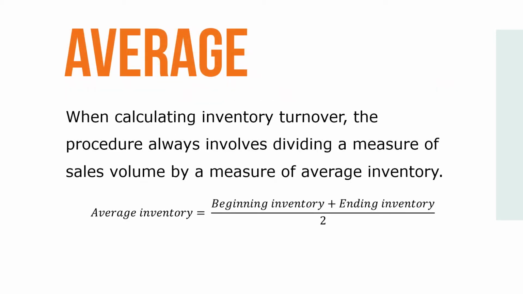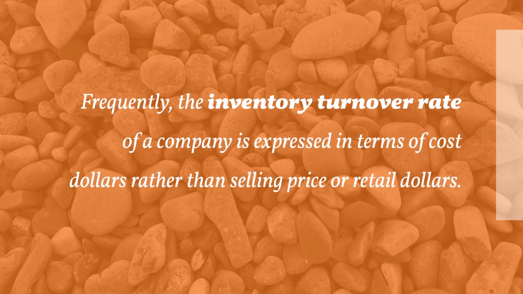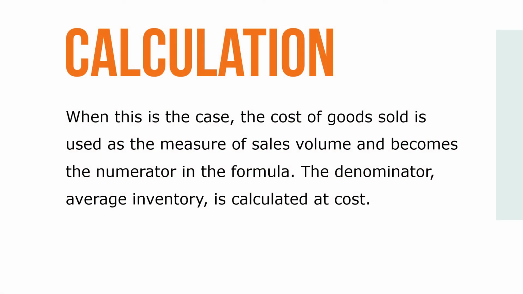When calculating inventory turnover, the procedure always involves dividing a measure of sales volume by a measure of average inventory. This average inventory is commonly found by adding the beginning and ending inventories of the operating period and dividing by 2, like you see here. Frequently, the inventory turnover rate of a company is expressed in terms of cost dollars rather than selling price or retail dollars. When this is the case, the cost of goods sold is used as the measure of sales volume and becomes the numerator in the formula. The denominator, average inventory, is calculated at cost.